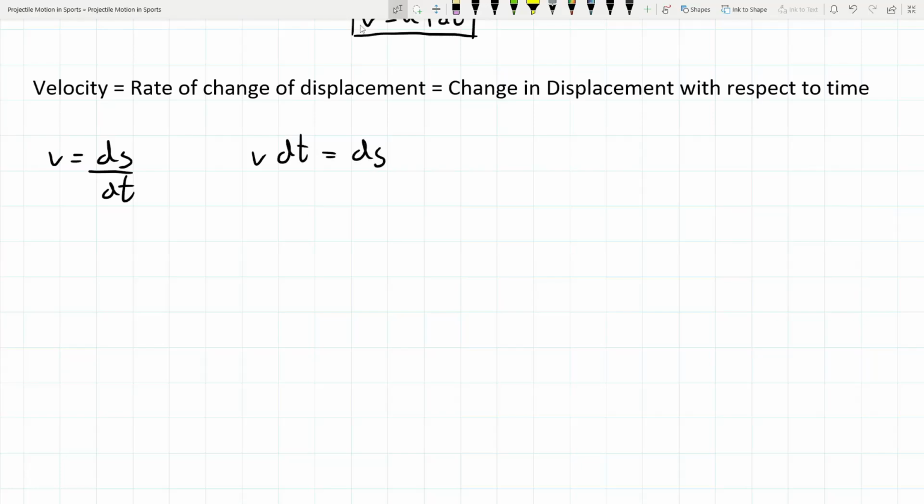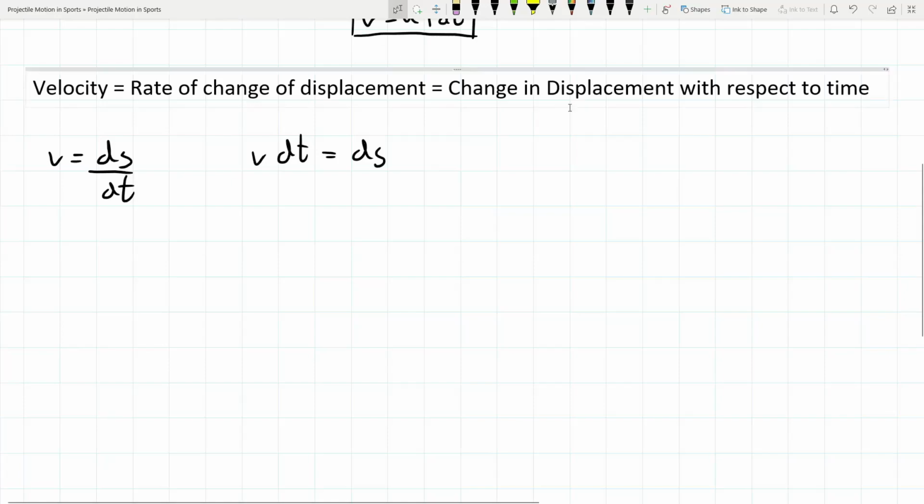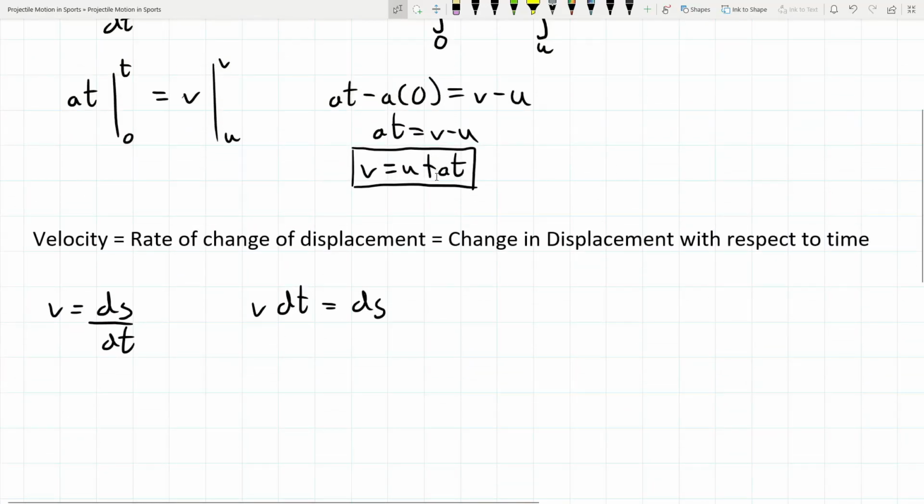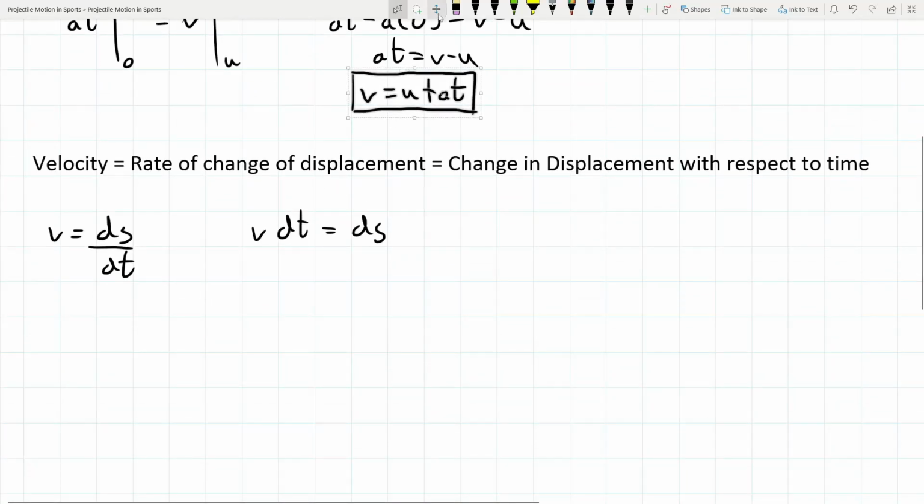But we can't integrate this just yet because the value of v depends on t, as we found out up here, because v equals u plus at. So we can't actually integrate that until we take into account that it depends on t. So we can really only integrate constants and t's. So we can rewrite v in terms of constants and t's, because we know that v is equal to u plus at. U is constant, the initial velocity won't change depending on time, because it's just the starting velocity. And then acceleration, we said it's going to be constant, and then there's a t. So we're going to replace the v with u plus at so that we can integrate it. So we can say that u plus at times dt equals ds.